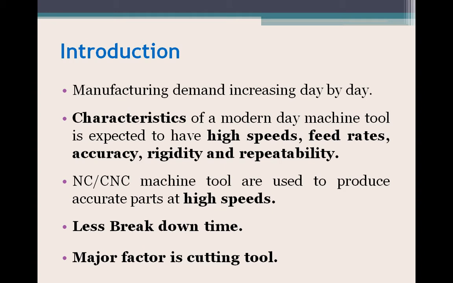Of course, these machines work to produce parts at very high speeds. That means we should have very little breakdown, because the cost of these machines is very high, so we cannot afford breakdown time. One of the major factors that affects breakdown is the cutting tool. So the cutting tool has to be very good, and it should withstand all the forces that come from the high performance characteristics of modern day machines.